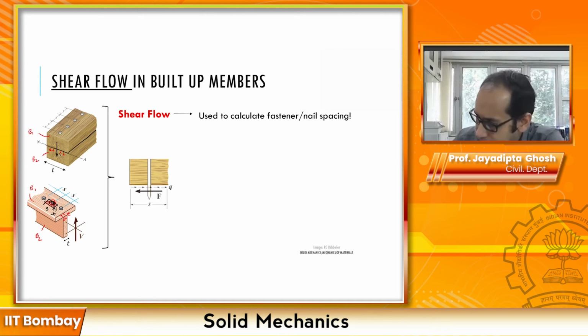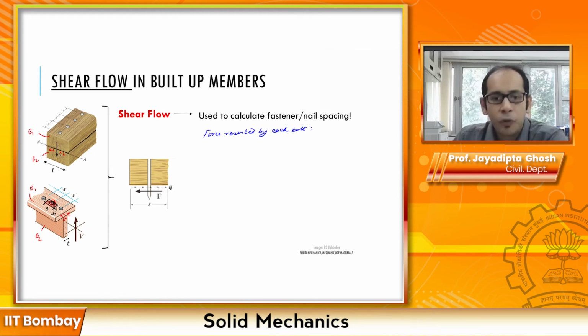Force resisted by each bolt is going to be tau times t times s. So this is the force resisted by each bolt, and let me call that F. Now this figure will make some amount of sense to you. Here we have already deciphered this is the S and this is the F.